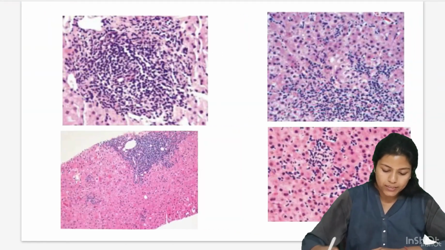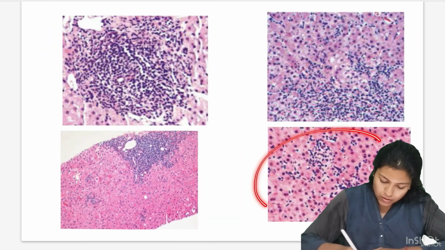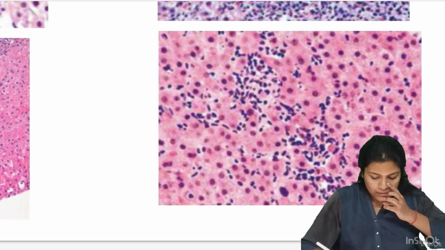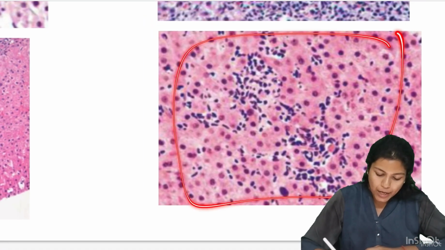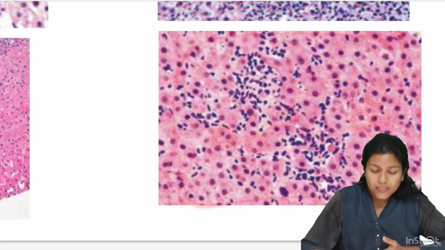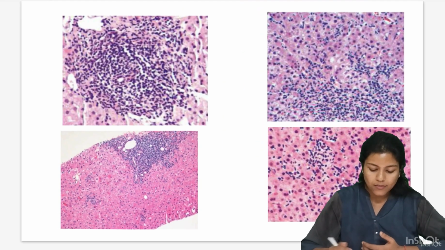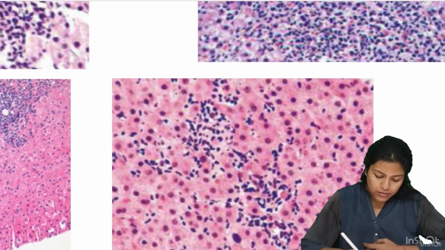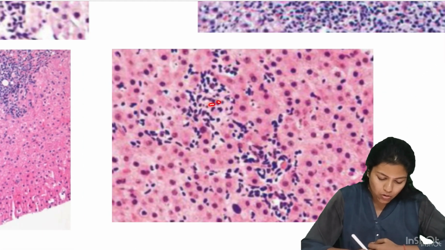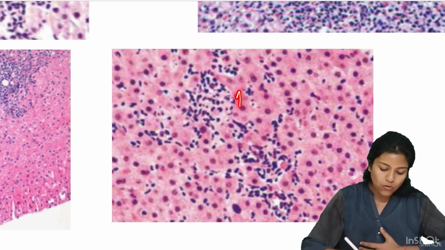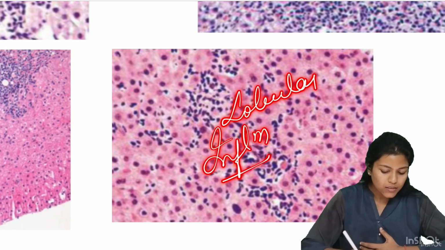We can correlate this here. This is the histopathology image. This is within the lobule containing hepatocytes. These are the individual hepatocytes. In between the hepatocytes, you find small round blue dots. So inflammation is present within the lobule. This is called lobular inflammation.